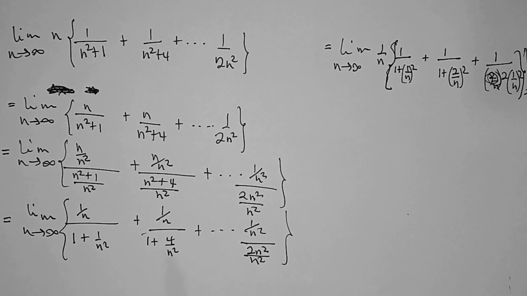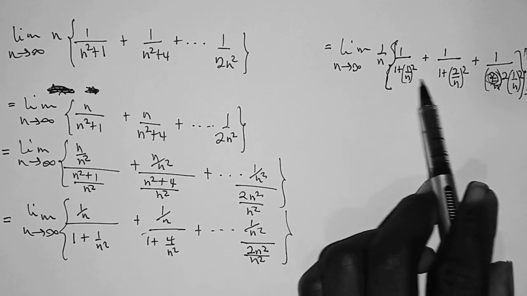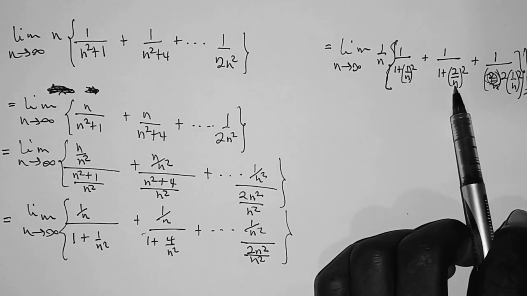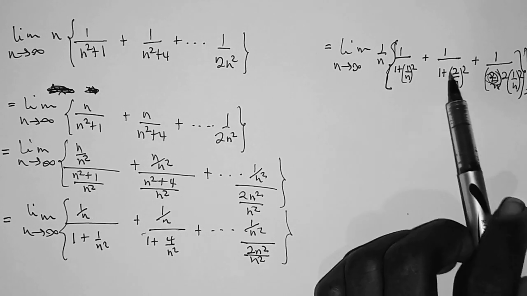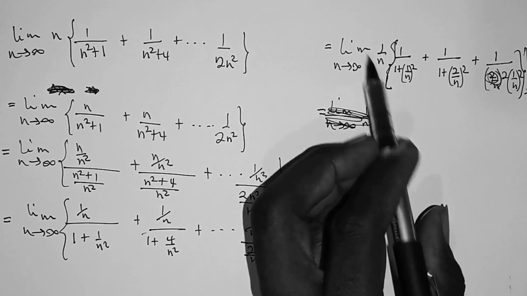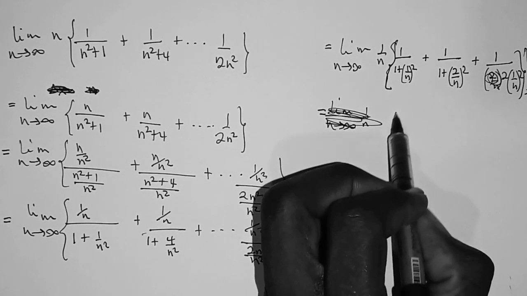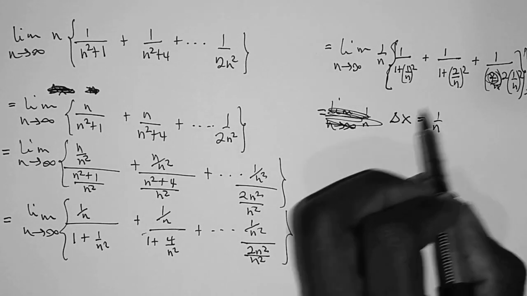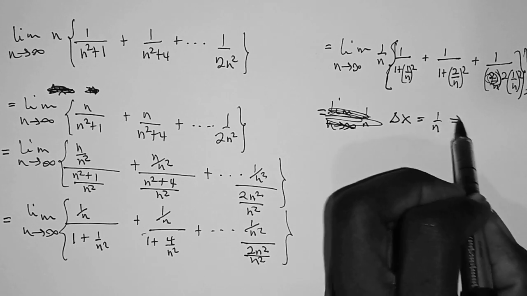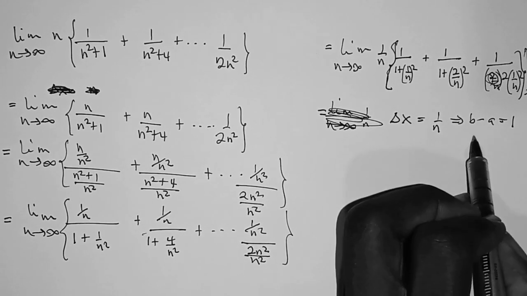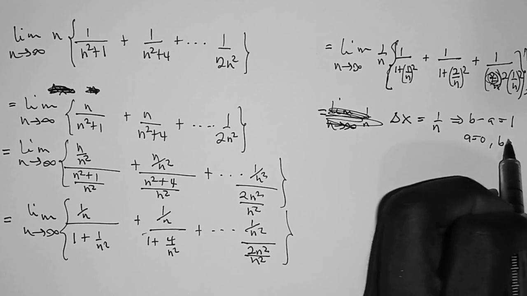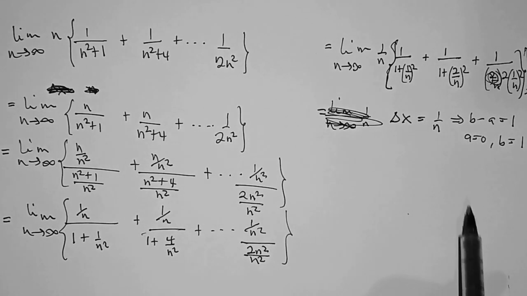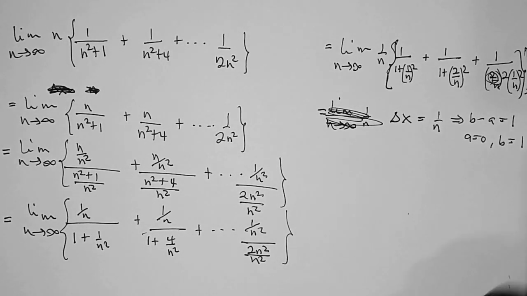So that at the end of the day, you see that i is changing here. So here was 1 plus 1 over n squared, here is 1 plus 2 over n squared, and it is going in that order. So that means that i is here. So at the end of the day, you can see that everything is multiplied by 1 over n, and therefore delta x is equal to 1 over n. So if delta x is equal to 1 over n, it implies that b minus a is equal to 1, and therefore a is equal to 0 and b is equal to 1. So we are integrating from 0 to 1, and then delta x is 1 over n.